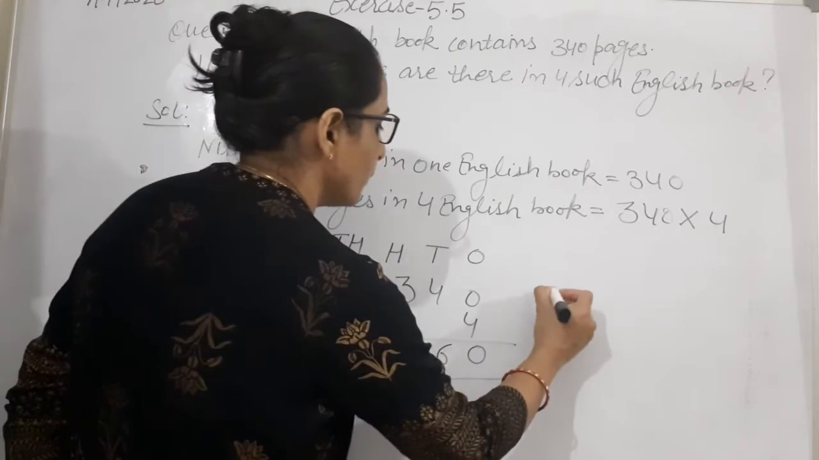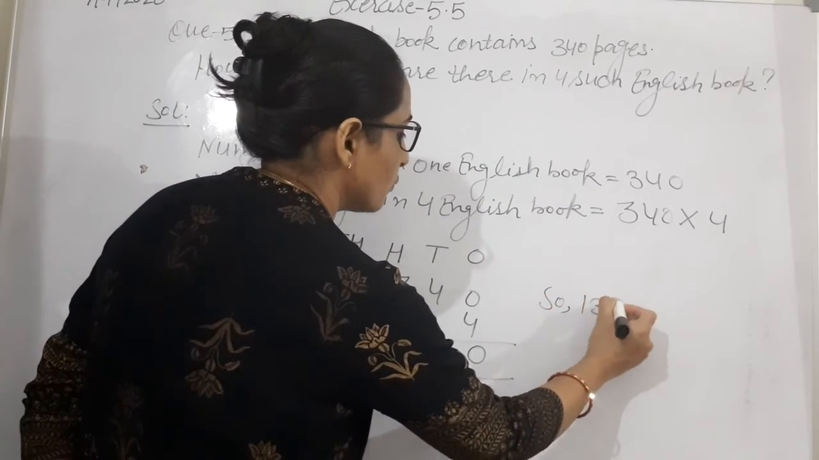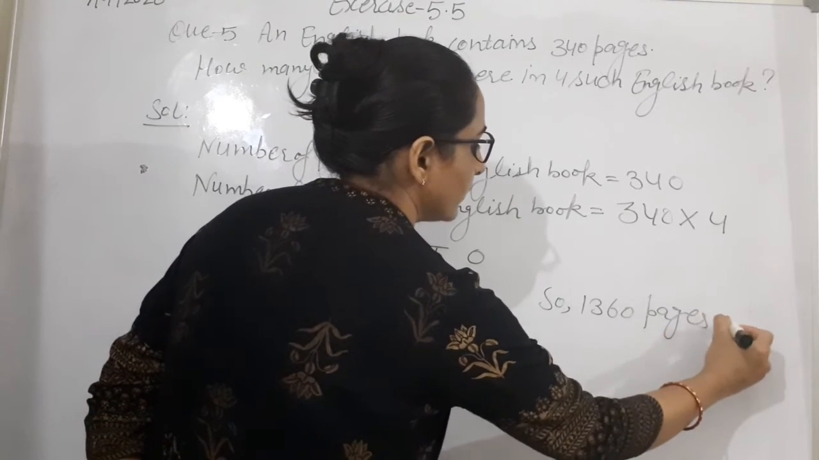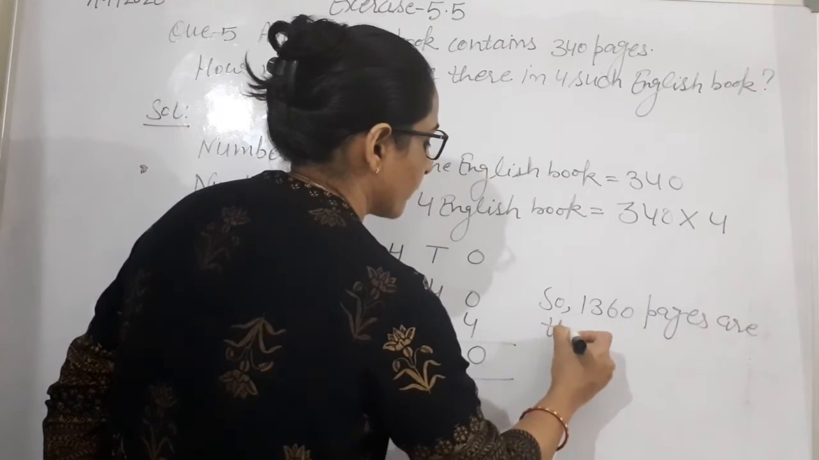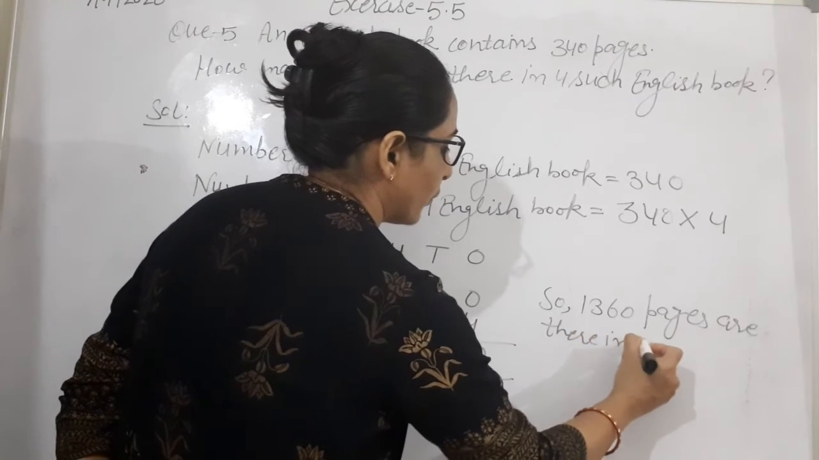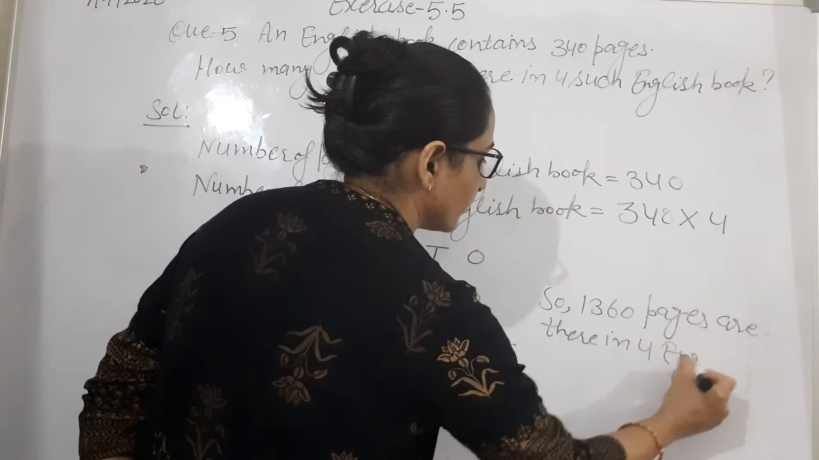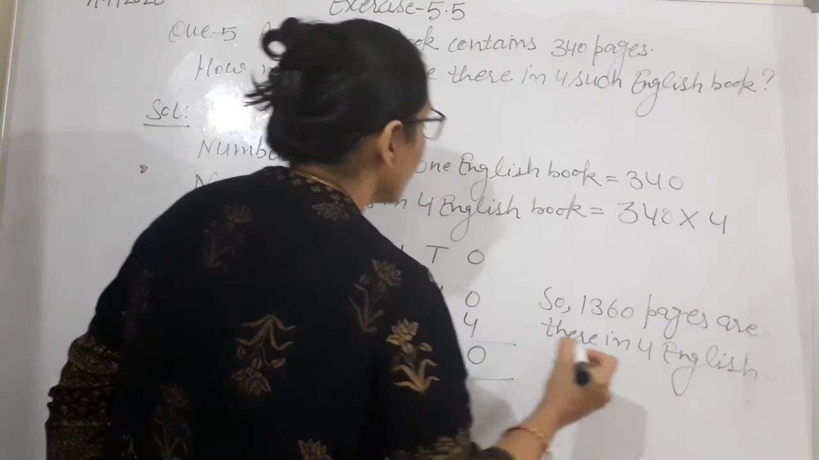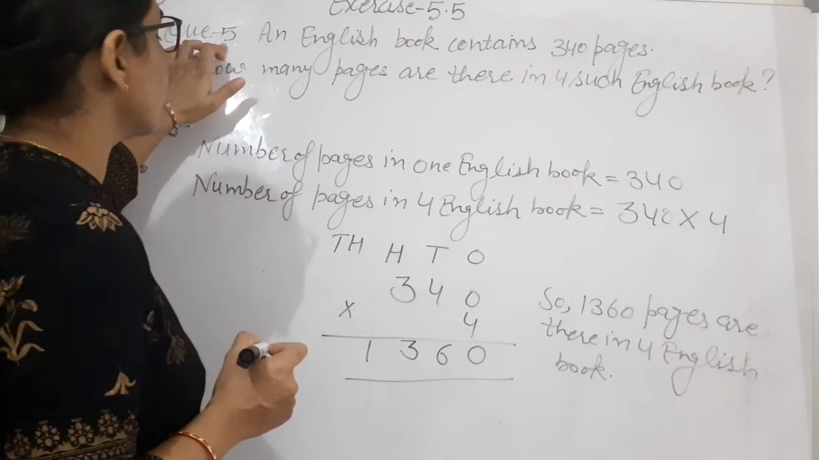So, you write, 1360 pages are there in 4 English books. Clear all of you? That is your question number 5.